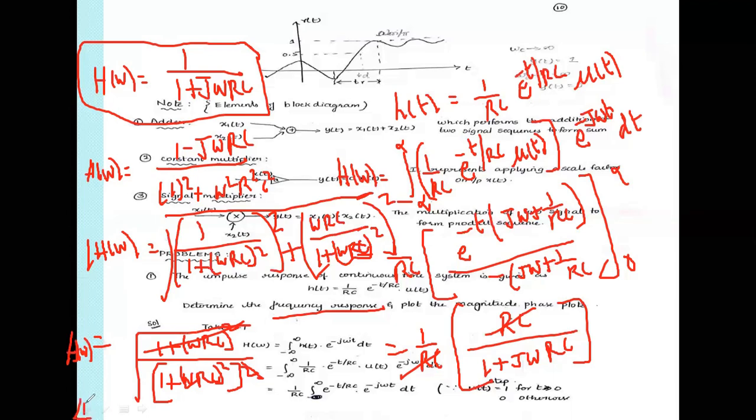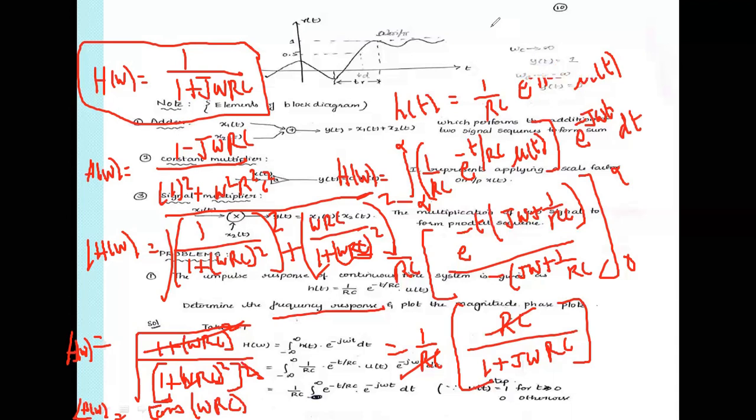And the angle of H of omega is equal to the imaginary coefficient by the real coefficient. What is the imaginary coefficient? Omega RC, with this denominator, and the real coefficient is 1 with this denominator. So we have only omega RC, the tan inverse of omega RC.